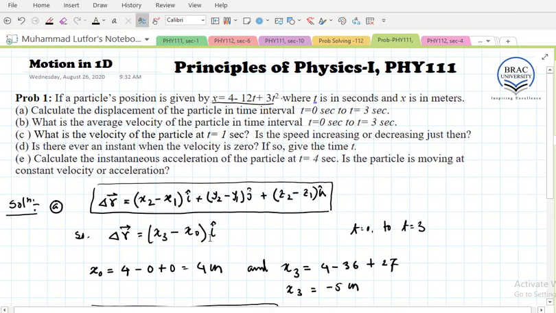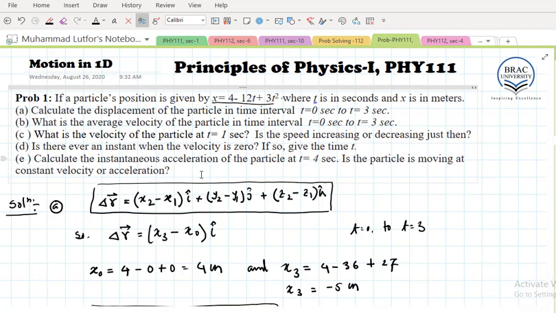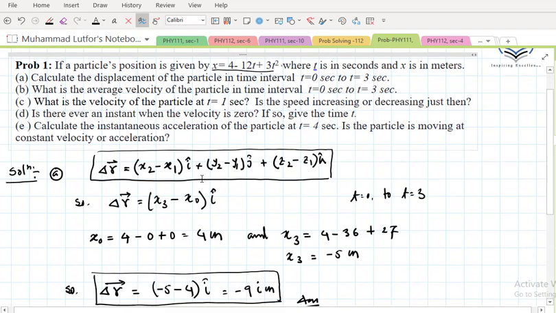Now the third question: what is the velocity of the particle at t equal to 1 second? They are basically asking for the instantaneous velocity at t equal to 1 second. They are also asking a tag question: is the speed increasing or decreasing just then? That means at t equal to 1 second, whether the speed of that particle is increasing or decreasing. Speed is a scalar quantity, right?